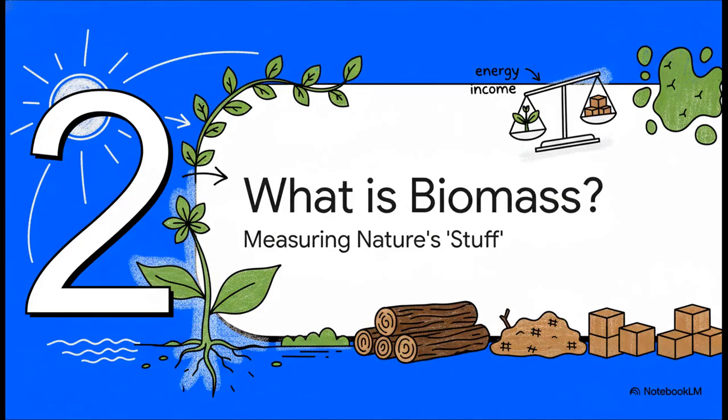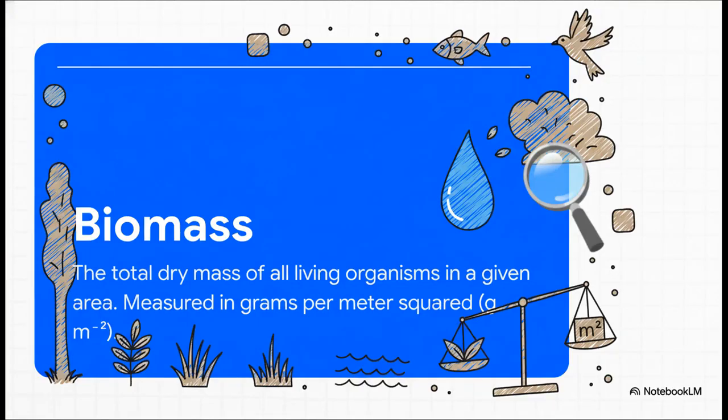Okay, so far we've been talking about energy, which is kind of an abstract idea, right? You can't really hold it. But that energy gets turned into something we can physically measure: biomass. So let's see how we go from this idea of income to the actual stuff that an ecosystem is made of. So what is biomass exactly?